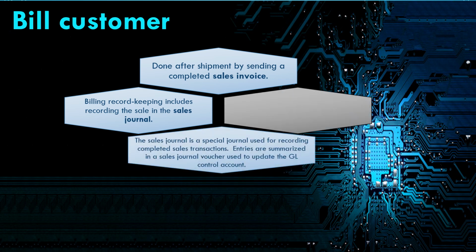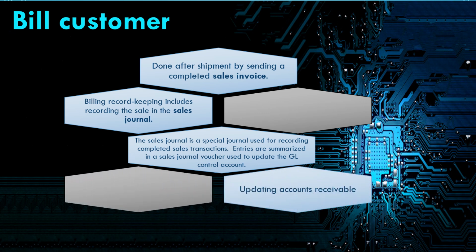The sales journal is a special journal used for recording complete sales transactions. The entries are summarized in a sales journal voucher used to update the general ledger control account. So normally, especially for the big companies, we will have what we call a sales journal voucher just to record the list of transactions. Then we record and update the general ledger control account directly.